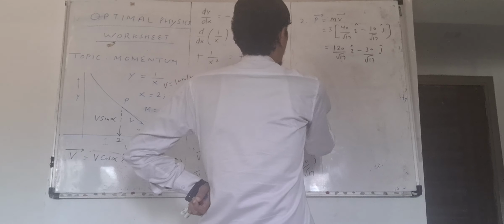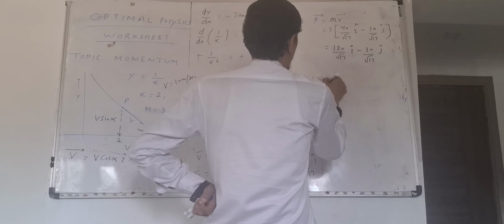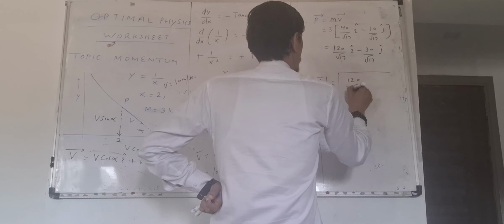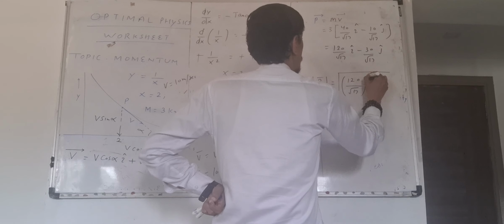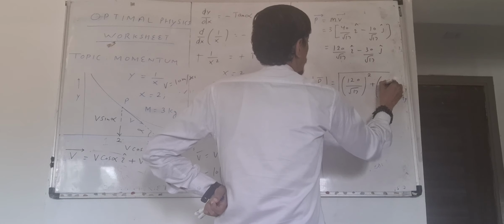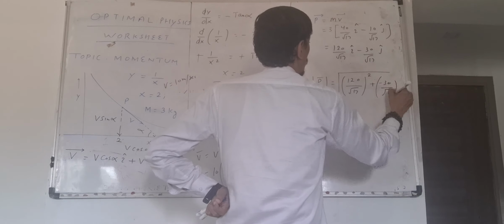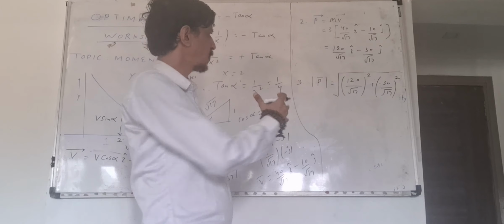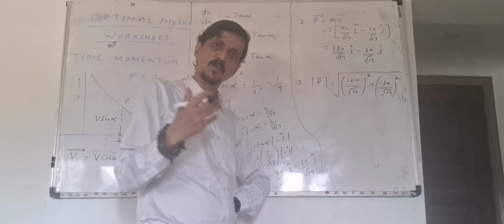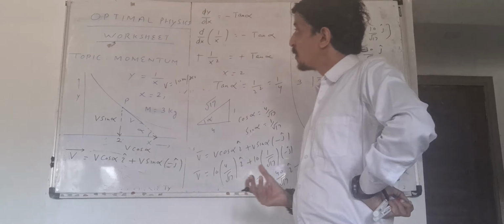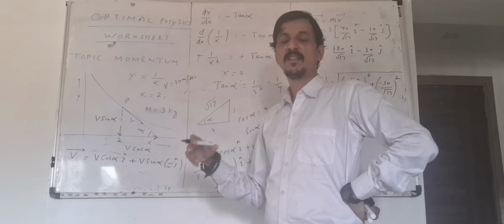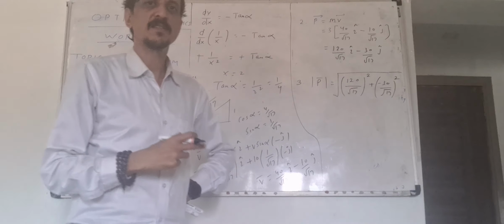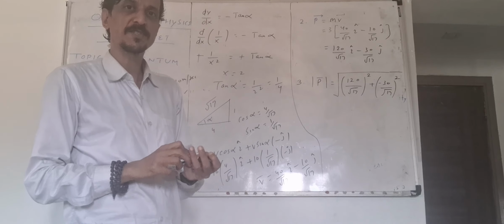Third question is to find the magnitude of momentum. So magnitude of momentum will be root under 120 by root 17 whole square plus minus 30 by root 17 whole square. So in this way we can find the magnitude of the momentum. I'm not going to solve this out because the most important point was to design this solution for finding the velocity. Because it's a tri-conceptual problem, we have to integrate three concepts.